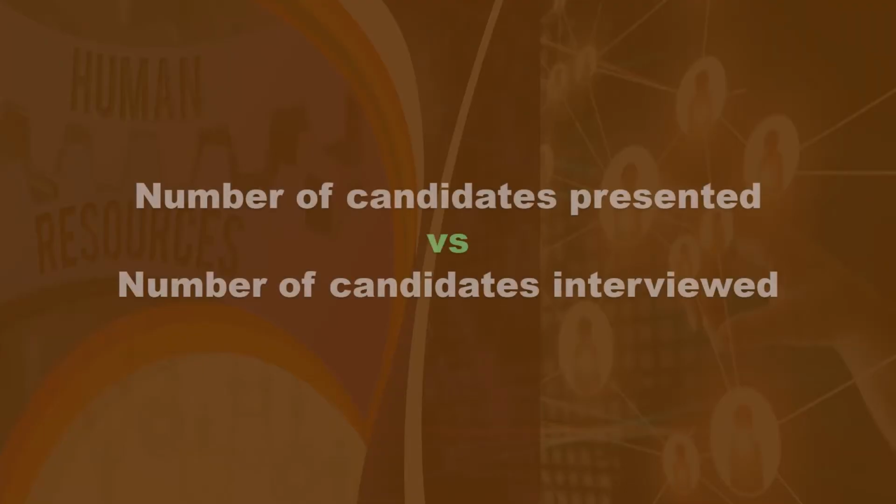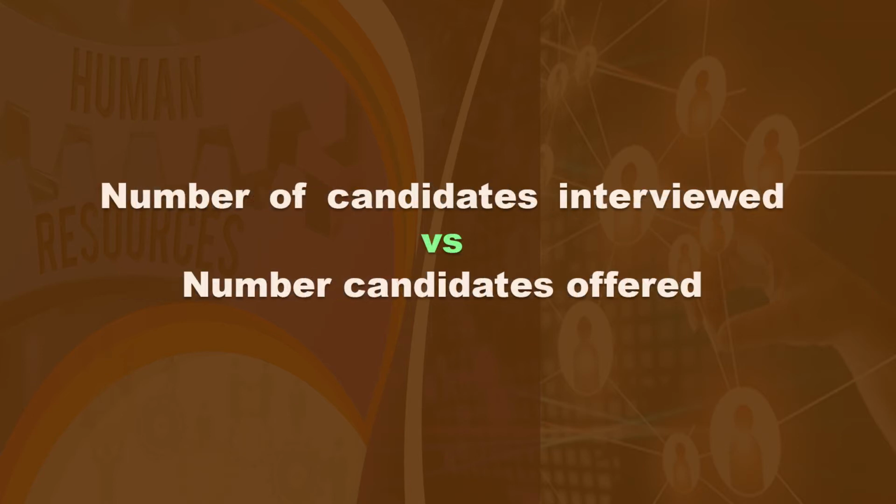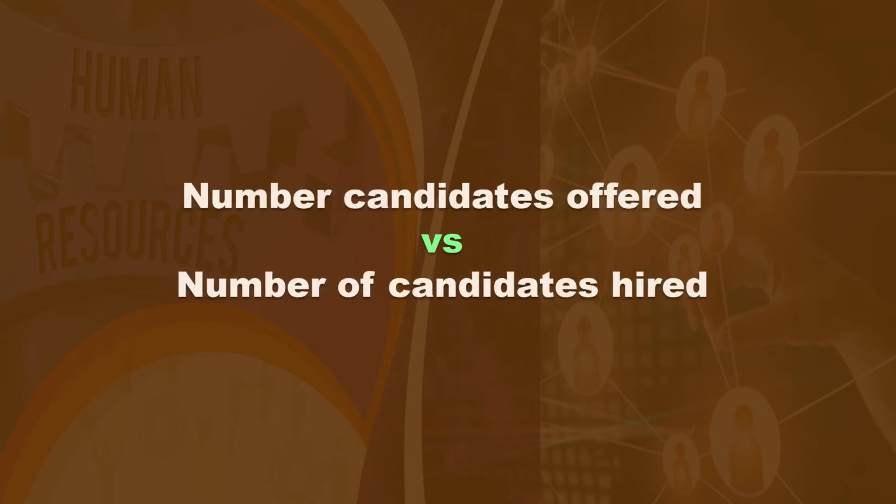If you need to investigate where your recruiting process is not working, you can look at the following. One is the number of candidates presented versus the number of candidates interviewed. The other is the number of candidates interviewed versus the number of candidates offered the job. And the last one is the number of candidates offered the job versus the number of candidates actually hired.